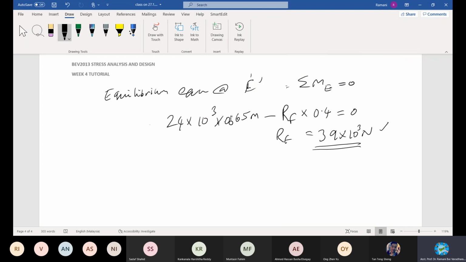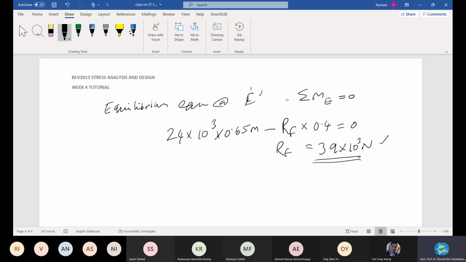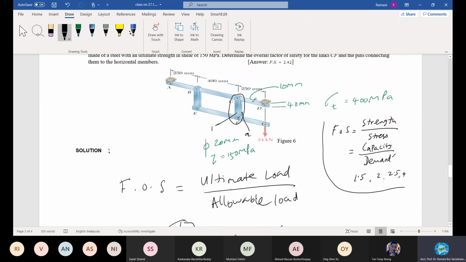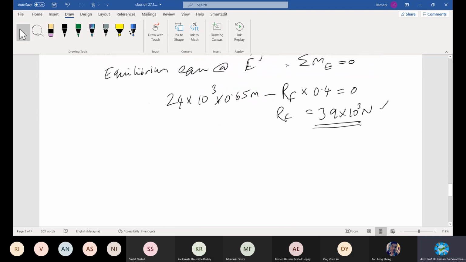What is its ultimate strength? That you need to find out based on the material property or the material with which it is designed. When the material with which it is designed is stronger than this load, your member is safe. With that you can find the factor of safety. I repeat once again, this is the response of the material due to the external load that is acting at 24. This is a design load or allowable load for this frame, for this structure.